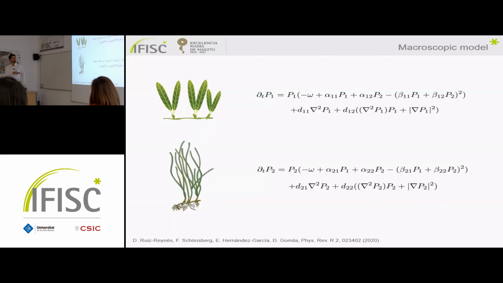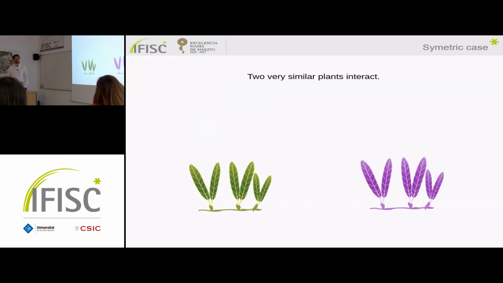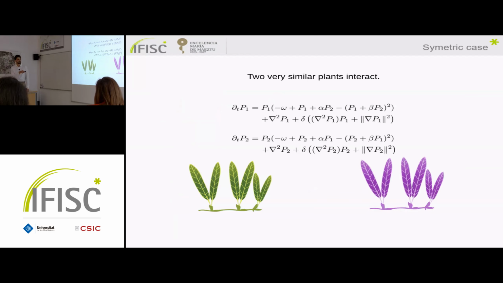So, well, this model is very complex, so we decided to study a simpler scenario. In this model we have two very similar plants that interact with each other, so the interaction is symmetric. Plant A sees itself as plant B sees itself, and plant A sees plant B as plant B sees plant A. And we have these kinds of equations here.